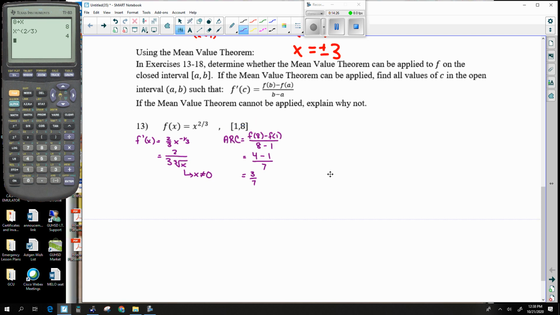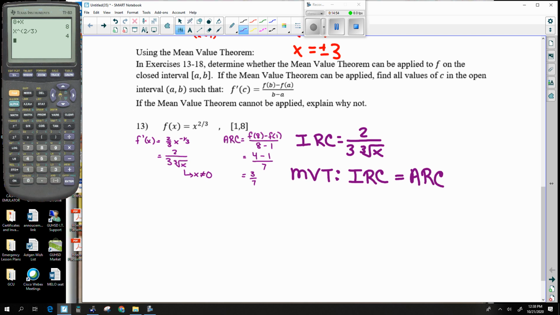Okay, the instantaneous rate of change is the derivative, and I already described what that is. So that's 3 over 3 root x over 2. In essence, what the mean value theorem says is that the instantaneous rate of change, the tangent, is equal to the secant, which is equal to 3. Oops. The instantaneous rate of change is equal to the average rate of change.